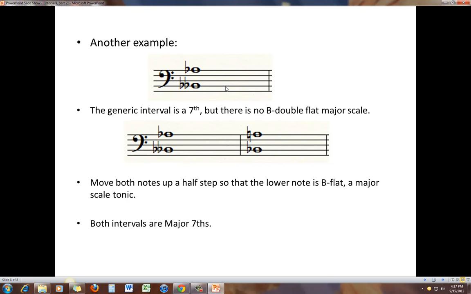Here's another example. B double flat to A flat. Generically, we have 1, 2, 3, 4, 5, 6, 7. We have a seventh. But there is definitely no B double flat major scale. So in this case, I am going to raise both notes a half step to B flat and A natural. There is a B flat major scale, and in a B flat major scale there is an A natural, so B flat to A natural is a major seventh, and therefore B double flat to A flat is also a major seventh.